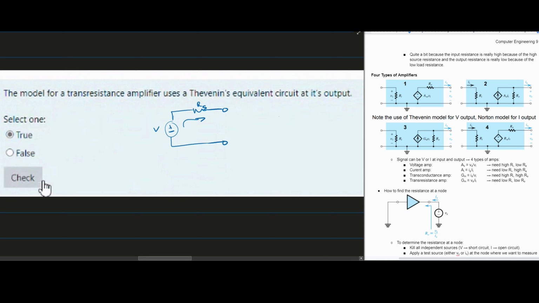For Norton, which is not what this is, Norton would be used for something like the transconductance, where we have the I output, or the current amp. That's where we have current flowing through. We have this resistor, and then we have our terminals right here. And so this is how we would solve this problem, looking at this one, the Thevenin's equivalent for our transresistance amplifier.